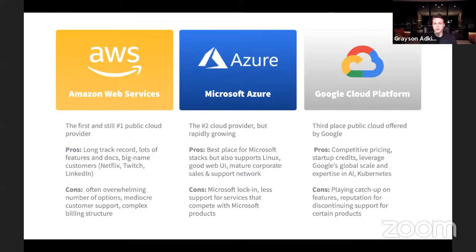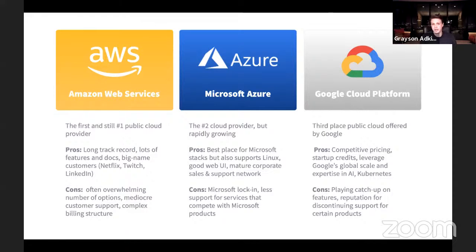Microsoft Azure, number two cloud provider. They're rapidly growing, as you might expect, and it's the best place to run Microsoft stacks. However, they do support Linux, and Microsoft generally is starting to open up more to the open source and Linux environments and ecosystems. They have a pretty good web UI, and they have a mature corporate and sales support network. If you work for a large company in Nashville, there's a good chance you may use Azure and may have experienced some of that yourself.